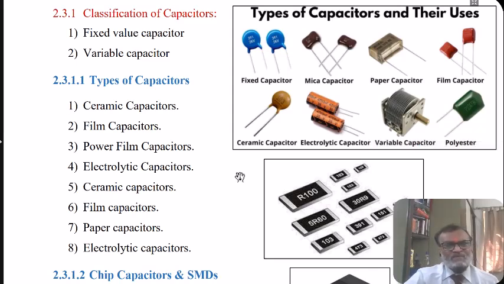The various types of capacitor listed here are ceramic capacitors, film capacitors, power capacitors, and electrolytic capacitors. These types mostly indicate the type of insulating material used as an insulator or dielectric in the capacitor making.